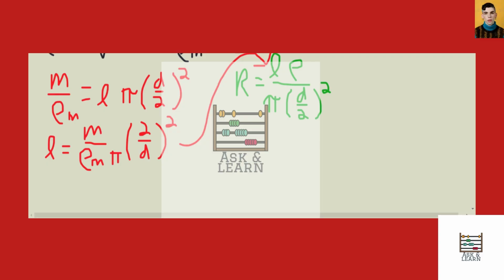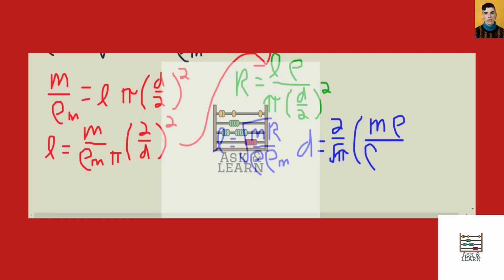So whichever way you do it, we find the length is equal to the square root of mR over the resistivity times the density. And then the diameter, d, is equal to 2 over the square root of pi, times m times the resistivity times the density times the resistance, all to the 1/4.